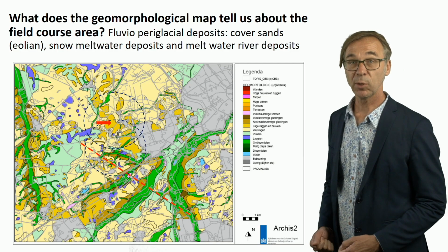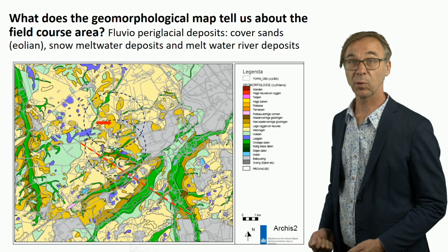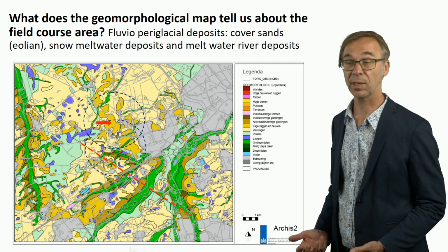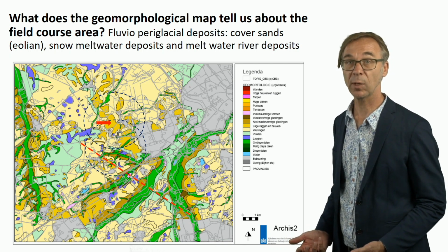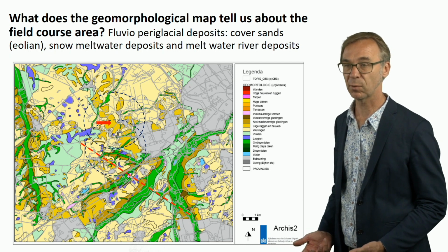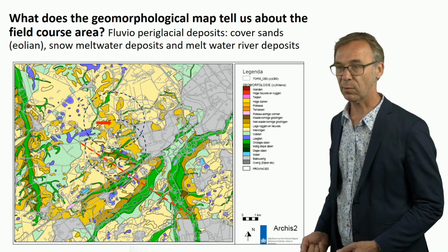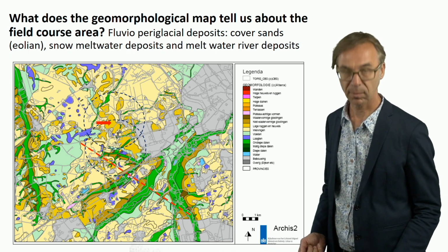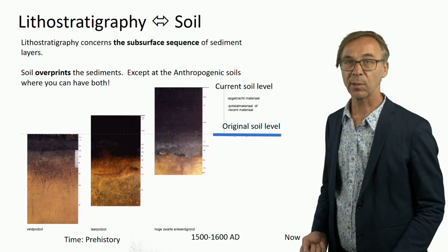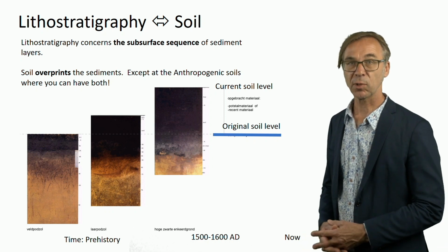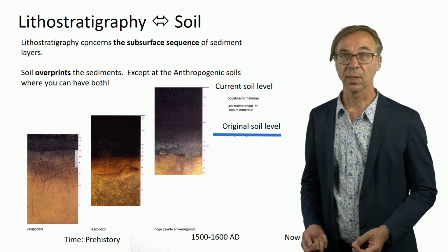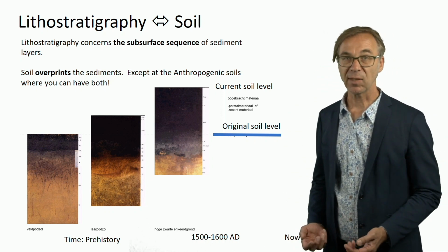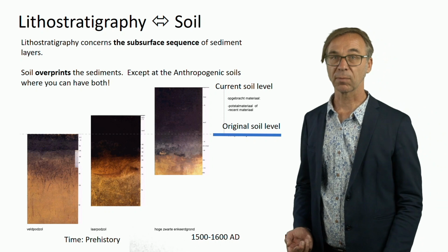So what does a geomorphological map tell us about the field course area? There are fluvial periglacial deposits, cover sands, like Aeolian ones, snow meltwater deposits and meltwater river deposits. The red arrow here on the map shows the location of the fieldwork sites. Lithostratigraphy concerns the subsurface sequence of sediment layers.